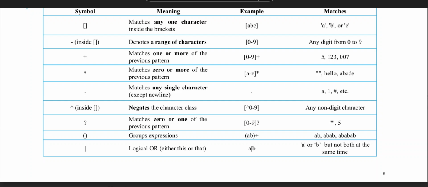Then finally we have the pipe symbol. This is like or. So if I write A pipe B, it will match either A or B. It's just like saying choose one between these two. And that's basically it. These are the most common regex symbols, and once you get comfortable with them, writing regex for lexical analysis becomes a lot easier.